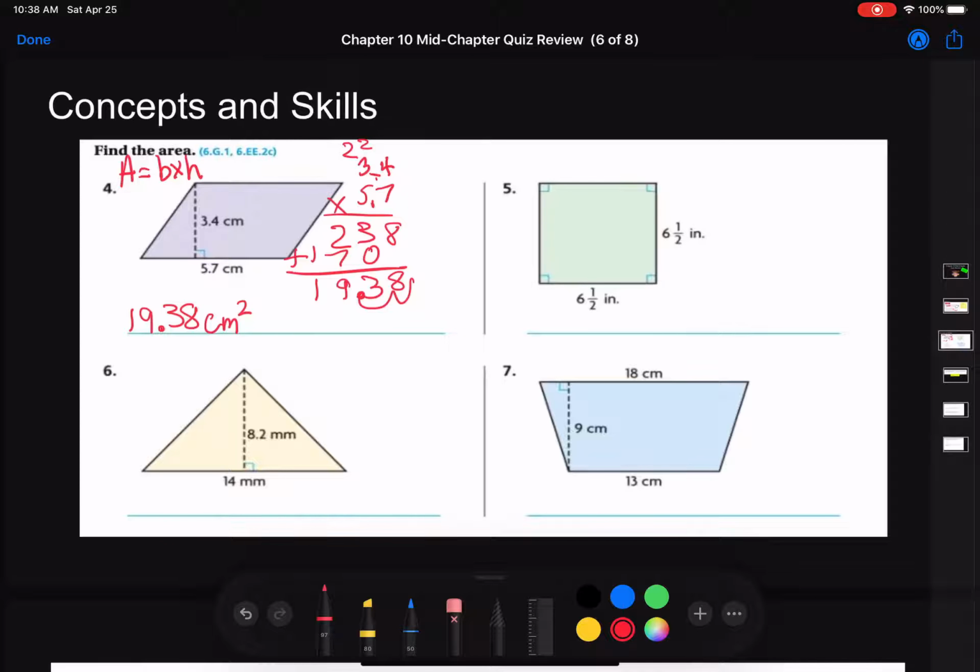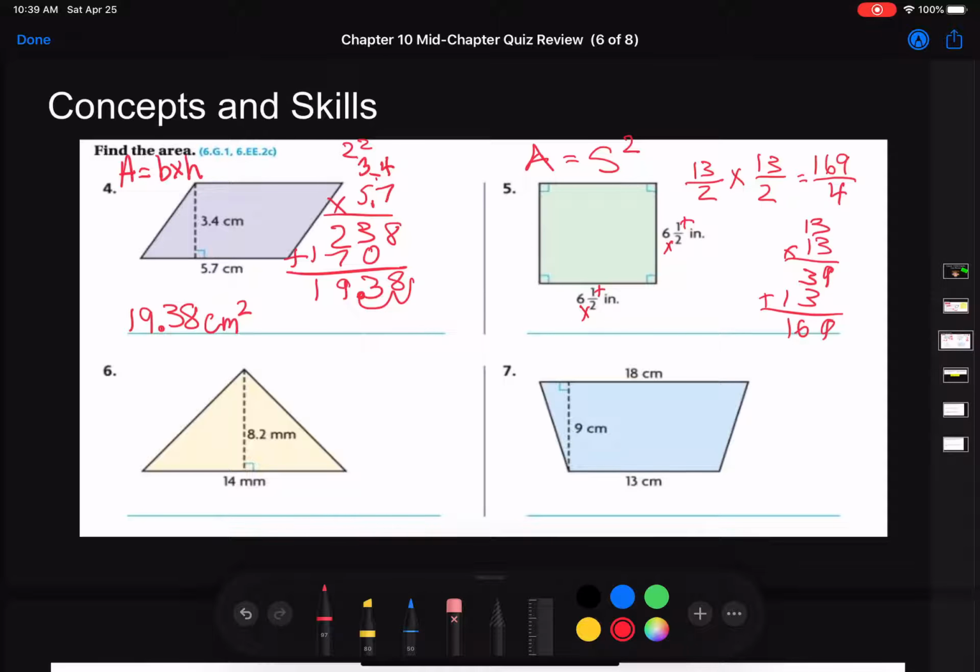Okay, 5. 5 is a square. So the area for a square is side squared. So you take whatever your side is times itself, so you're just going to go 6.5 times 6.5. But I would change these to improper fractions if I were you. So it's really going to be 13 over 2 times 13 over 2. We already know the bottom number is 4. So then we just have to figure out what 13 times 13 is. I want to say it's 169, but I will just double check myself. I was right. Okay, so it's going to be 169.